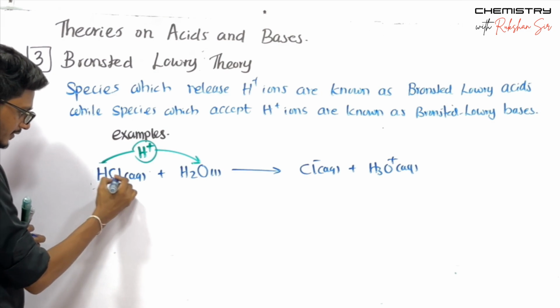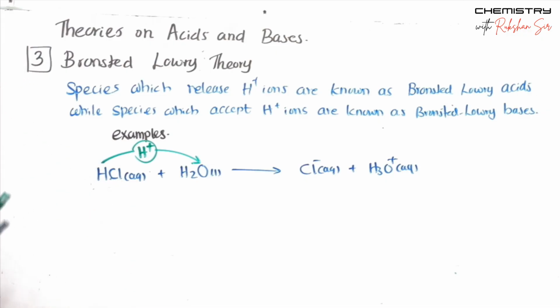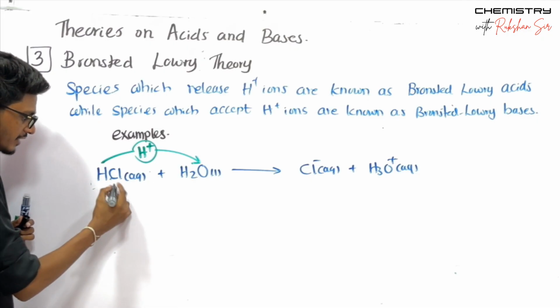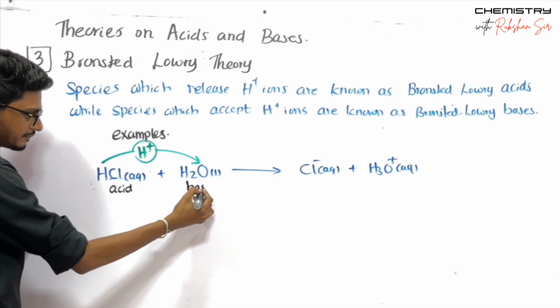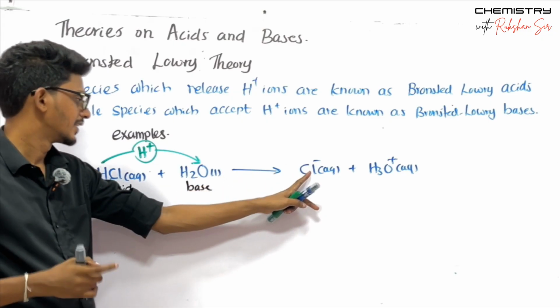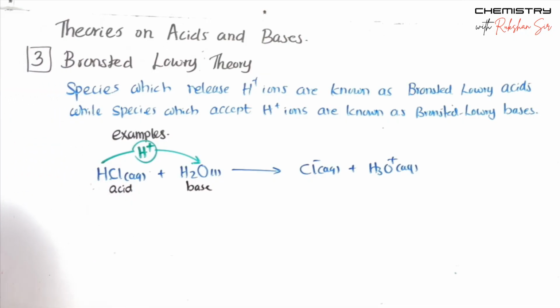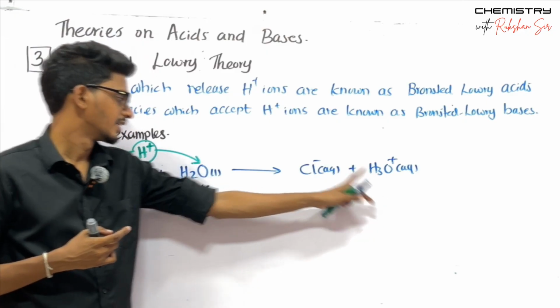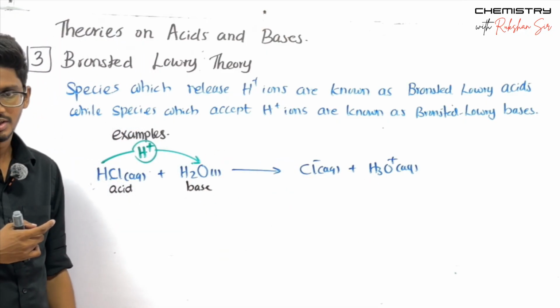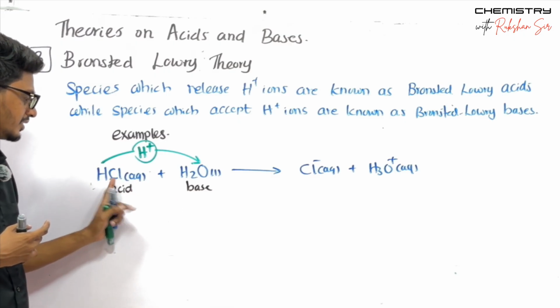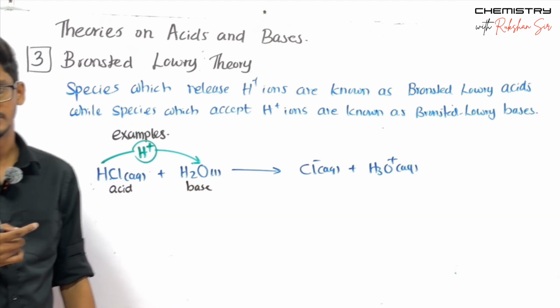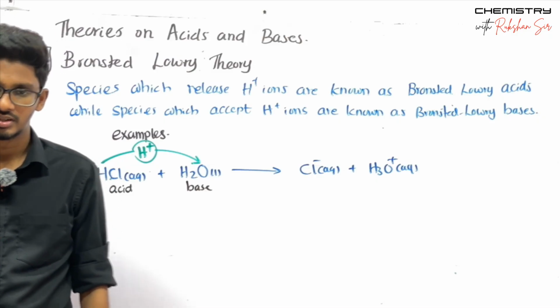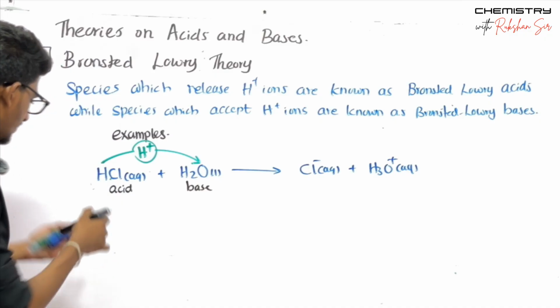So according to Brønsted-Lowry theory, the H plus releasing species is your acid, and the H plus accepting species is your base. To produce Cl minus, HCl has released some H plus. To come up as H3O plus, the H2O should accept that H plus. So the H plus releasing species is the acid, and the H plus accepting species is the base. Right?